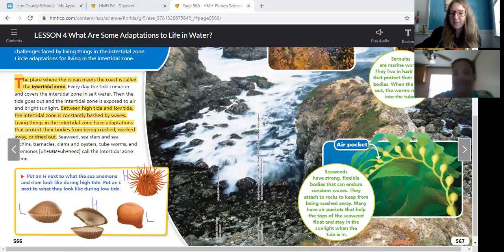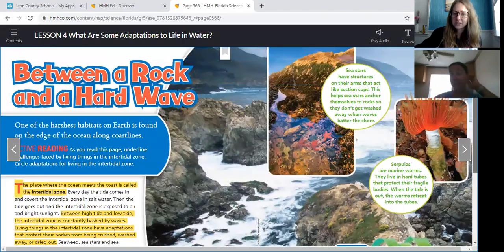Over on the next page, we have a plant that would live in the intertidal zone. Seaweed have strong, flexible bodies that can endure constant waves. They attach to rocks to keep from being washed away. Many have air pockets that help the tops of the seaweed float and stay in the sunlight when the tide is in. And we've seen a few other plants that grab onto the rocks and have air pockets too.